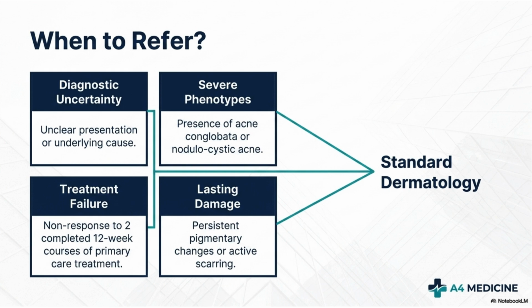Knowing when to escalate is just as important as knowing what to prescribe. Routine dermatology referral is appropriate when there is diagnostic uncertainty, acne conglobata, nodulocystic acne, failure to respond to two completed 12-week primary care courses, scarring or persistent pigmentary change. Acne conglobata means severe nodulocystic acne with interconnecting sinuses and abscesses. Nodulocystic acne means deep, painful nodules or cysts, usually with a high risk of scarring.